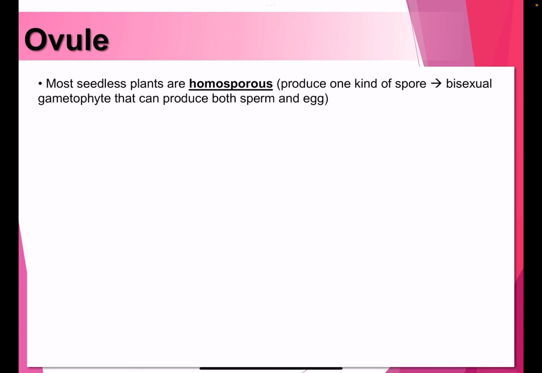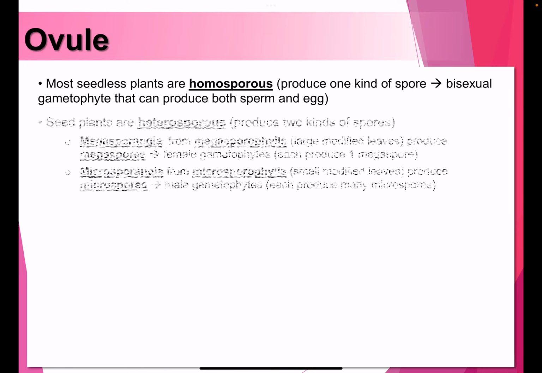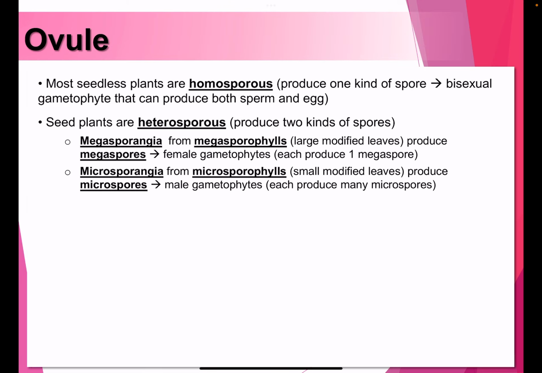Now, while most seedless plants are homosporous, which we already mentioned in the last chapter, produce only one kind of spore, which develops into, or requires, a bisexual gametophyte that can produce both a sperm and the egg. And we can see that from the last chapter when we talked about the moss life cycle and the fern life cycle. Seed plants, on the other hand, are heterosporous, which means they can produce two kinds of spores using two different parts of the plant.